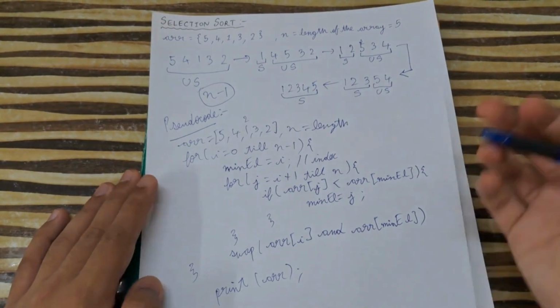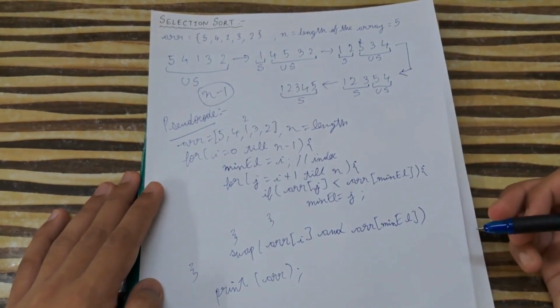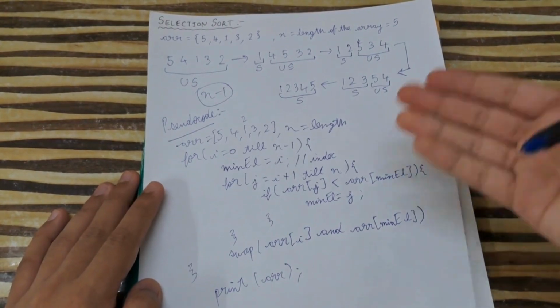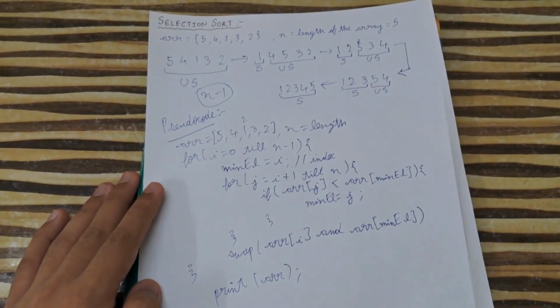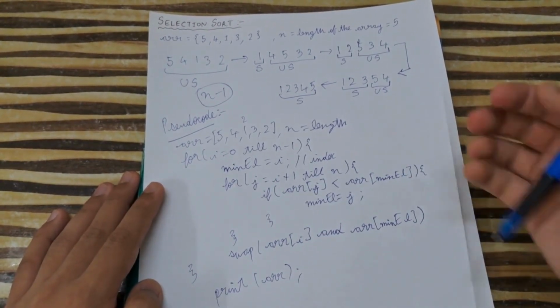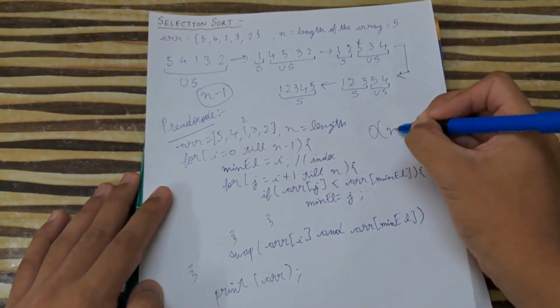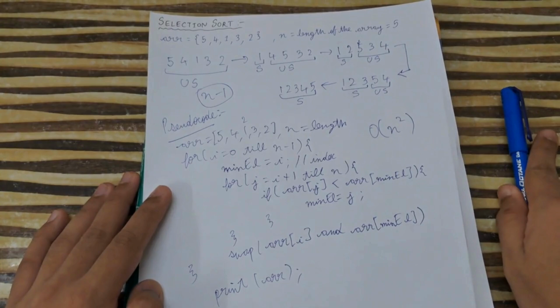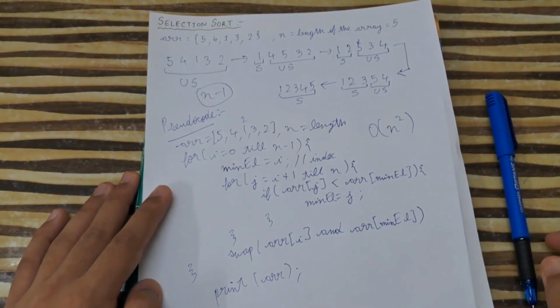So this is the selection sort algorithm. If you want fewer swappings, you can use selection sort. If you are okay with more swappings, you can use bubble sort. This uses O(n squared) time. Now I will show you the code of this selection sort algorithm.